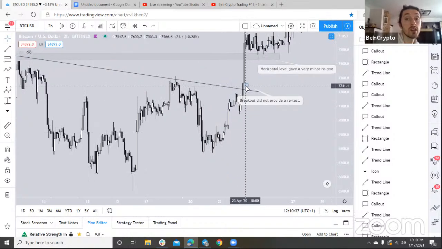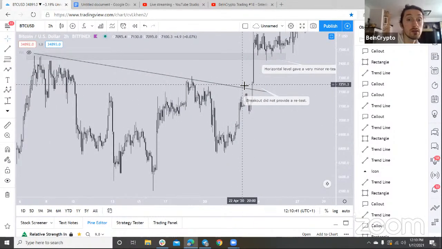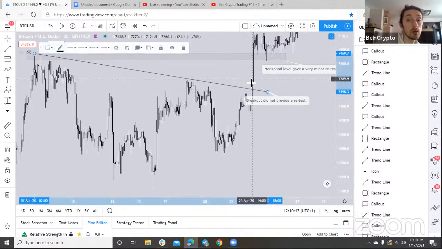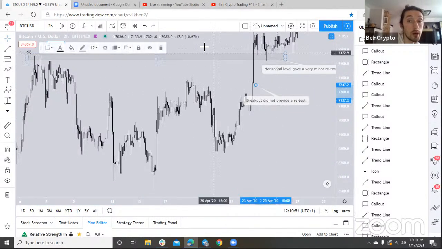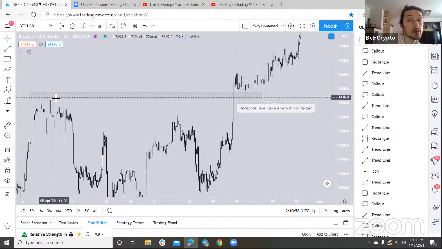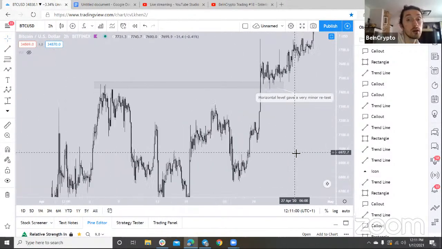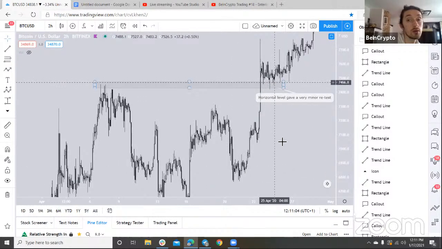And then we have another breakout which did not provide a retest. This happens. It neither tested this horizontal level nor the diagonal. So if you only did the retest, you would not have been able to enter here. But afterwards, it gave a retest on the next horizontal level. So one entry here, one here, and one here.